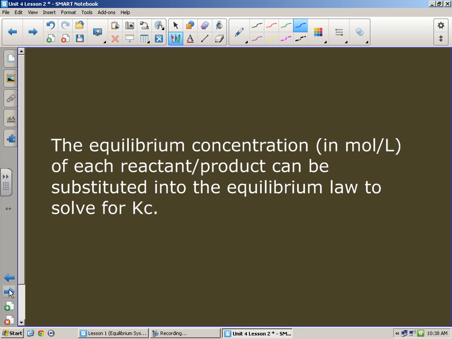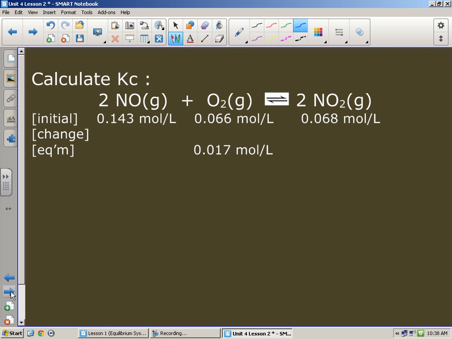Once again, this is really important, it's the equilibrium concentration of each reactant or product that can be substituted into the equilibrium law. Equilibrium concentration, equilibrium law. We need to make sure we're using those numbers to solve for Kc. So here's your first example. I think you guys should have enough information. If you're following along, you should know how to do this, so go.